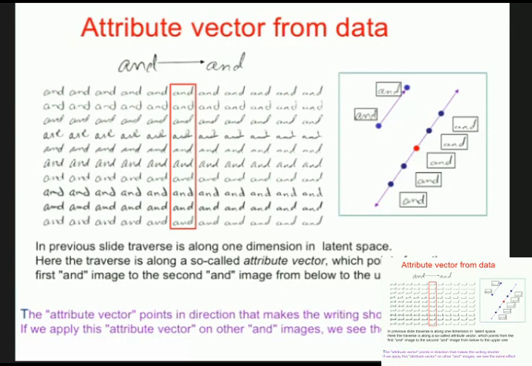So he also shows attribute vectors from data. And in the previous slide, the traverse is along one dimension in latent space. And here, the traverse is along a so-called attribute vector, which points from the first hand image to the second hand image, from below to the upper one. So he says there's a trajectory going on here, and he's showing it in two-dimensional space here, how these images are changing from one to the next on the manifold. And this is based on the VAE. So the attribute vector points in a direction that makes the writing shorter. We apply this attribute vector to other images, we see the same effect. So he's studying these kinds of things.